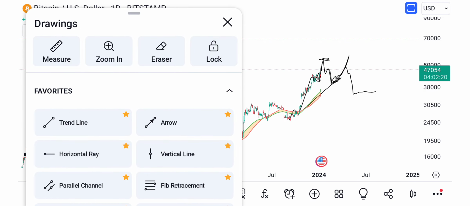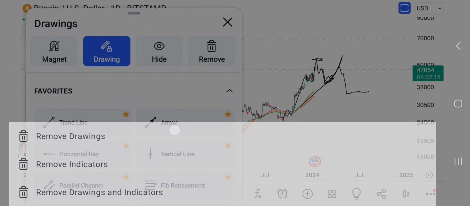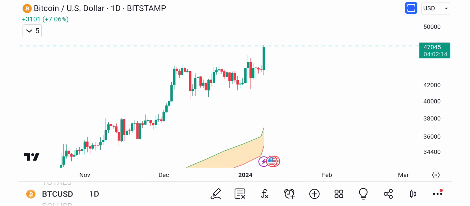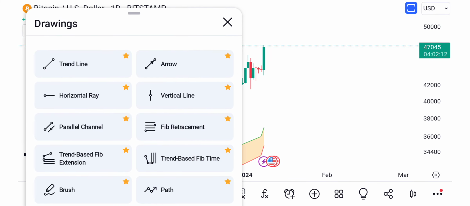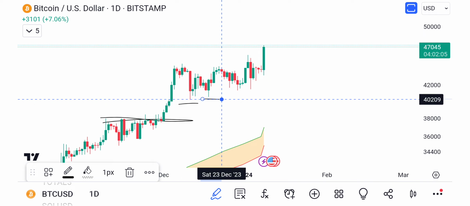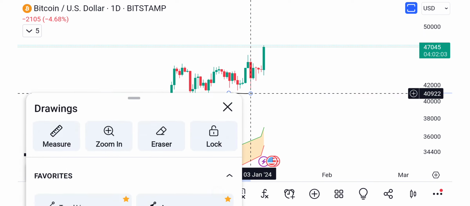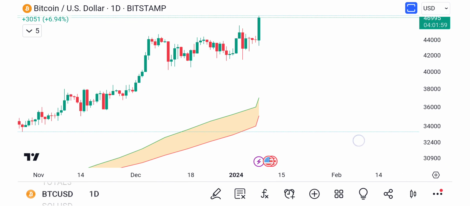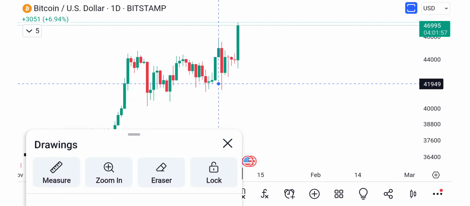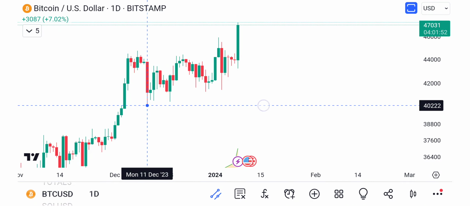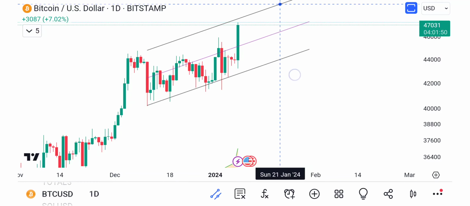So one of the things was, do we come down and backtest this area? Well, that hasn't happened. So far we had a higher low, higher low, higher low, right? One of the things that I discussed in the previous video was that we could have this ascending parallel channel, right?